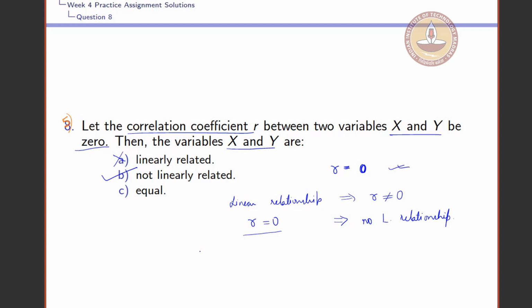Now we'll see whether these two variables will be equal or not. Let's say these two variables are equal. Let's say x is equal to y. Then in that case, these two variables will be linearly related, and we know that if there is a linear relationship between two variables, then r is not equal to 0. So this will also be wrong. So our correct option is the variables x and y are not linearly related.